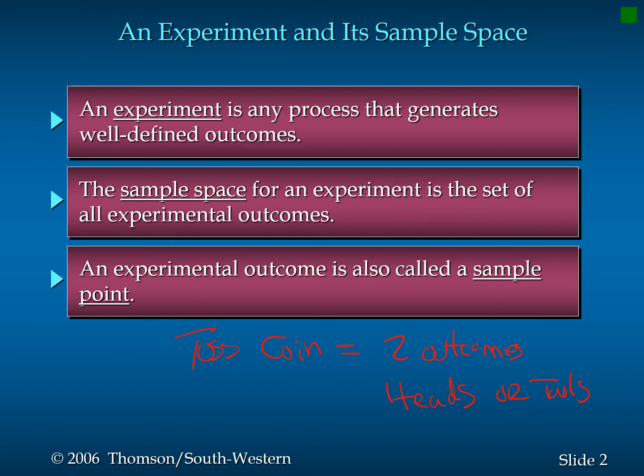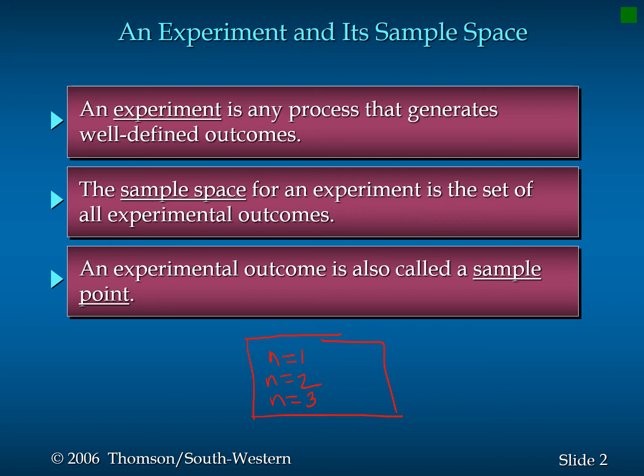Now, the next thing is, it says the sample space for an experiment is the set of all experimental outcomes. I'm just going to draw a rectangle, and let's say, for example, you tossed a coin 3 times. So you have one toss, 2 tosses, 3 tosses. Let this rectangle represent your sample space. That's going to contain all of your outcomes.